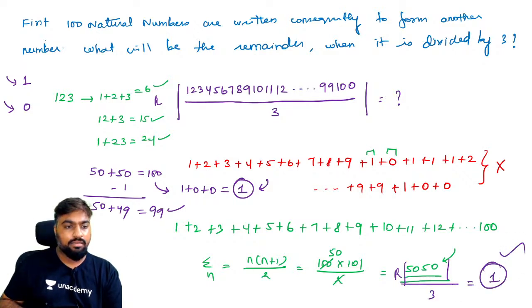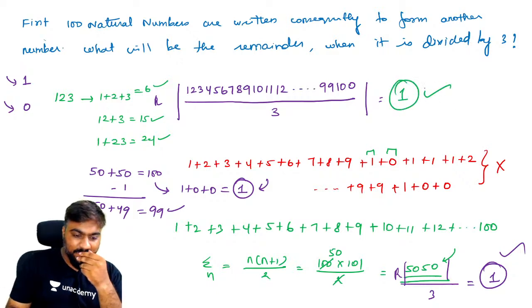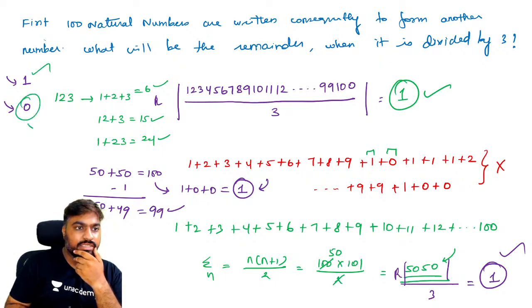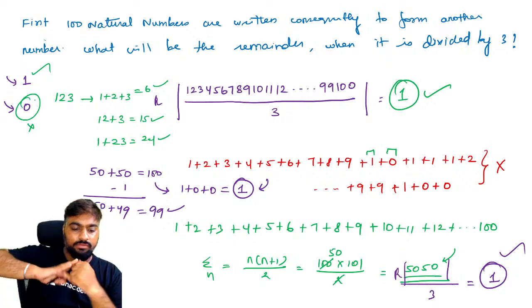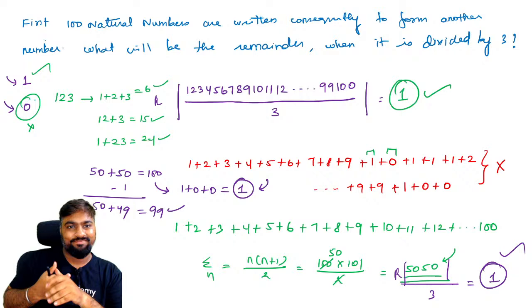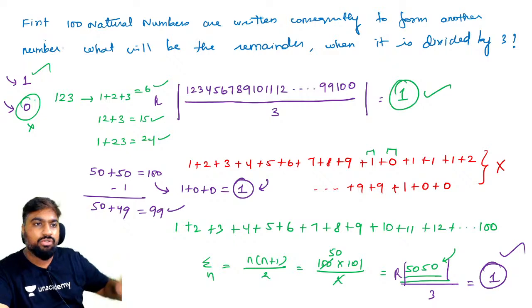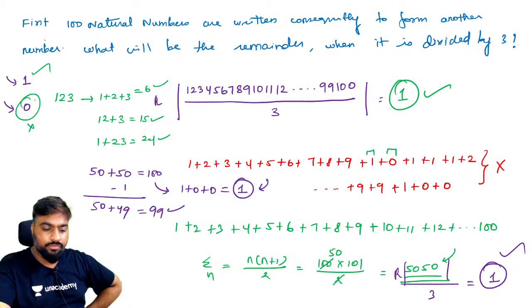Understand? Yes guys, समझ में आ रहा है ना? The answer to this is what? 1. Cool. So everybody who said 1, correct answer. People who said 0, please check. Sorted? Yes. Chalo. So clear na? No issues with 100 now, 3 now.